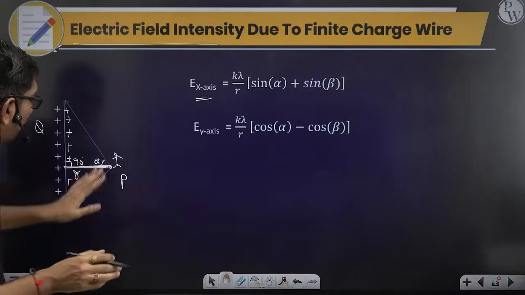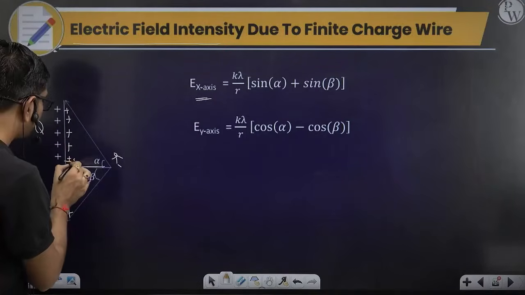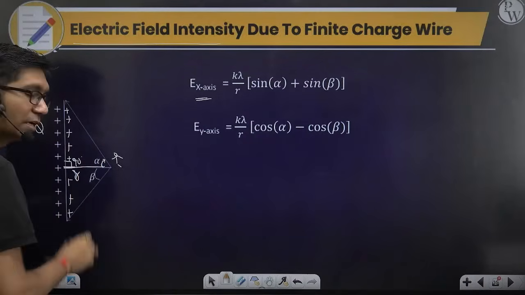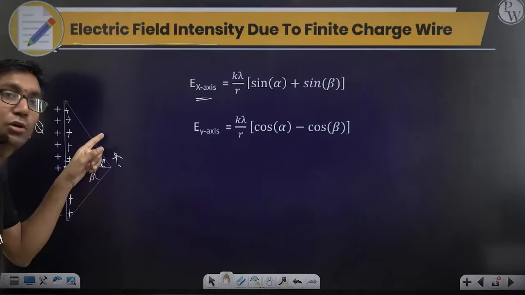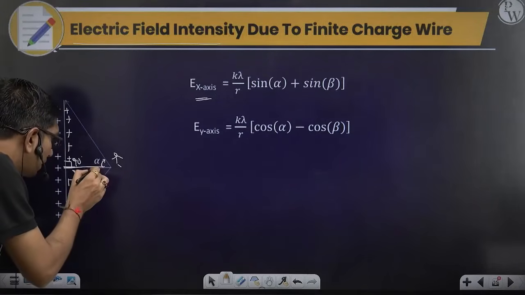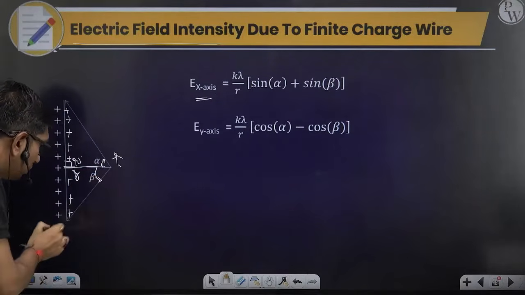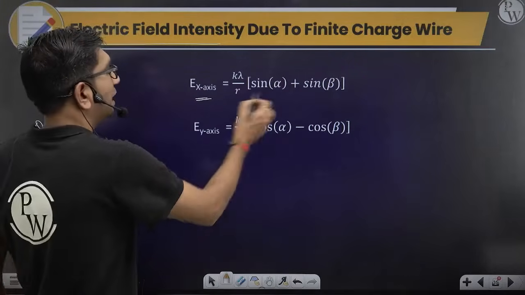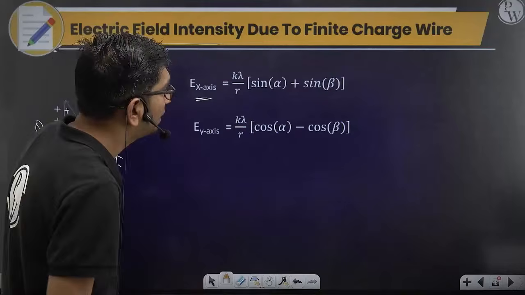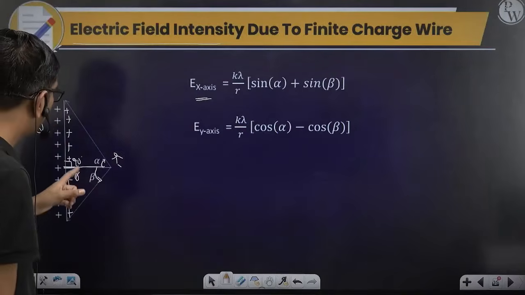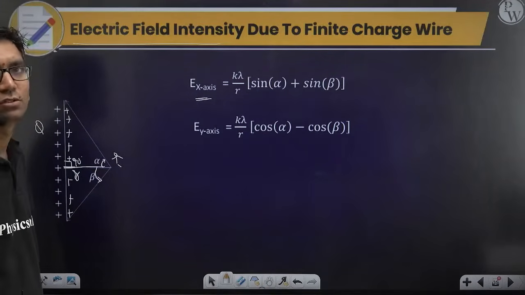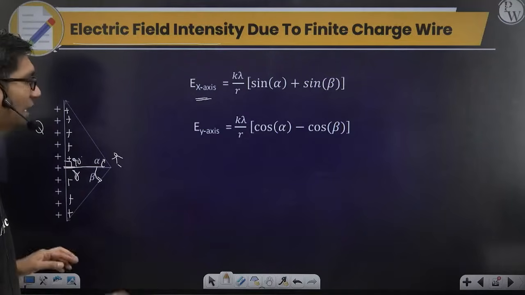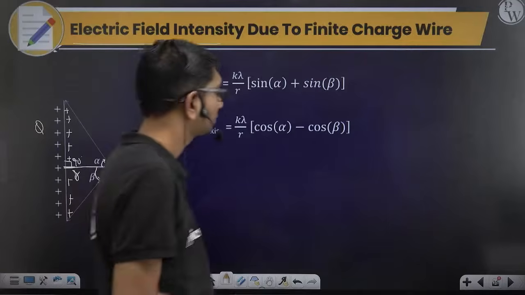Okay, the alpha and beta values. See here, like this you have to take. From the perpendicular distance, you have to go up for the alpha value, and from the perpendicular distance, you have to go down for the beta value. Remember this one and remember this formula also. Along the x-axis, this is a formula. Along the y-axis, this is a formula. In the question, he will give you the alpha and beta values. This is a finite wire. Is it clear?